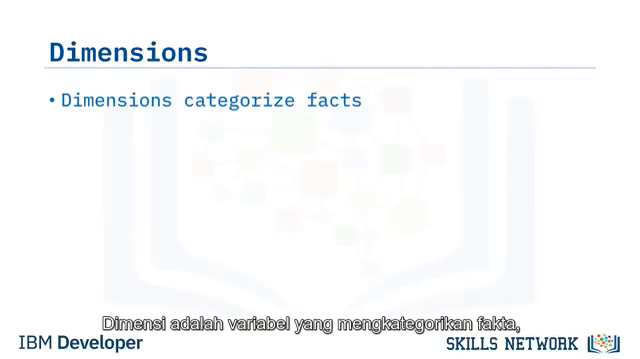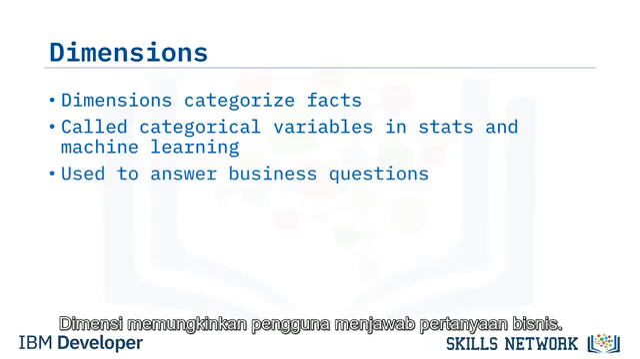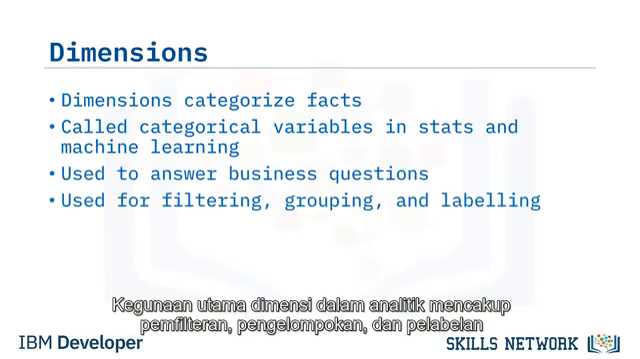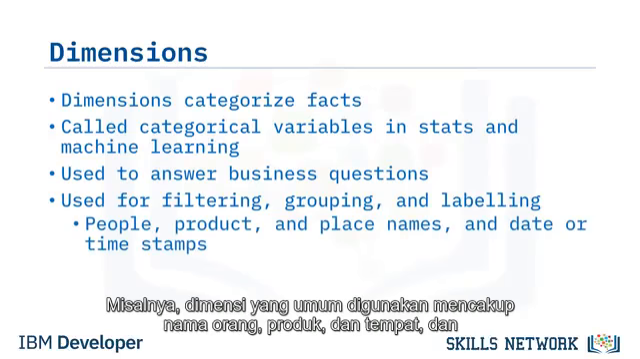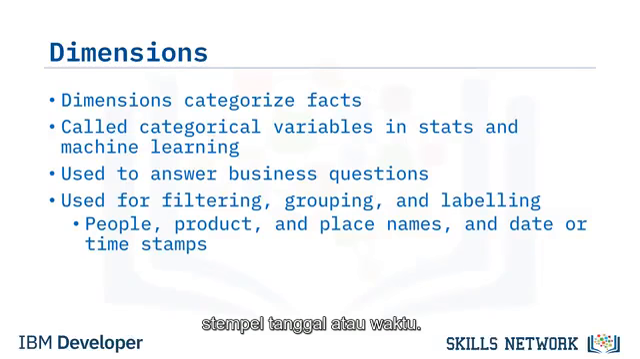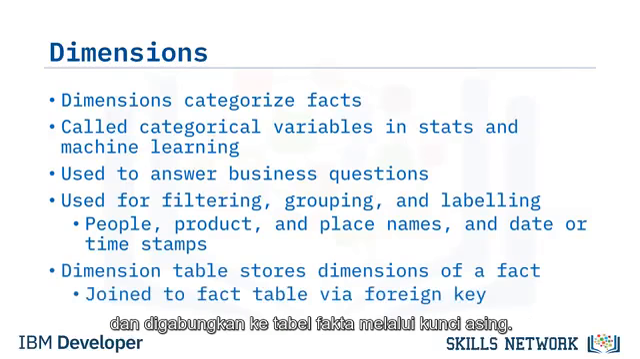Now, a dimension is a variable that categorizes facts. Dimensions are called categorical variables by statisticians and machine learning engineers. Dimensions enable users to answer business questions. The main uses for dimensions in analytics include filtering, grouping, and labeling operations. For example, commonly used dimensions include names of people, products, and places, and date or time stamps. A dimension table, thus, stores the dimensions of a fact and is joined to the fact table via a foreign key.